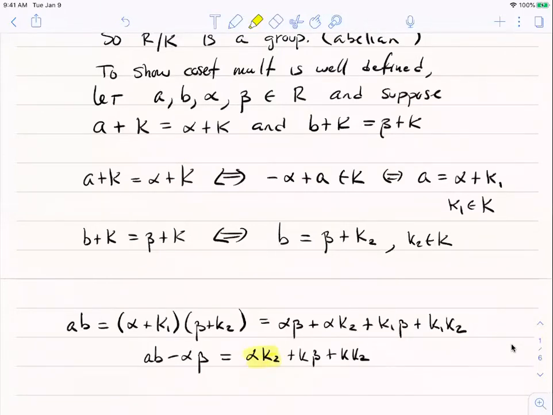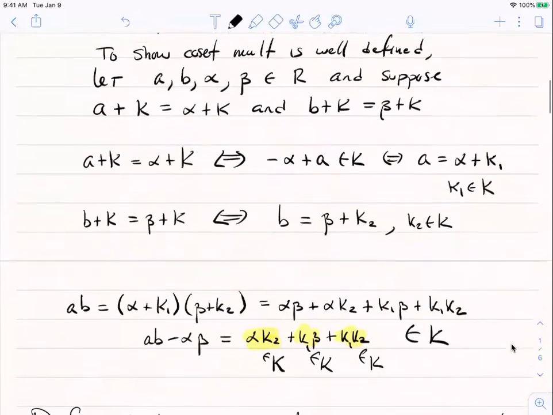Let's look at these things kind of one product at a time. Alpha times K2. That's an element of K, the ideal, capital K, because little k2 is, and ideals are sticky. If one of the two factors is in an ideal, then the product is. Same for K1, times beta. That's an element of K because K1 is. K1 times K2 is an element of K, well, because both of them are. So in particular, as long as one of them is. And K being an additive subgroup, when you add three elements of K together, you get an element of K.